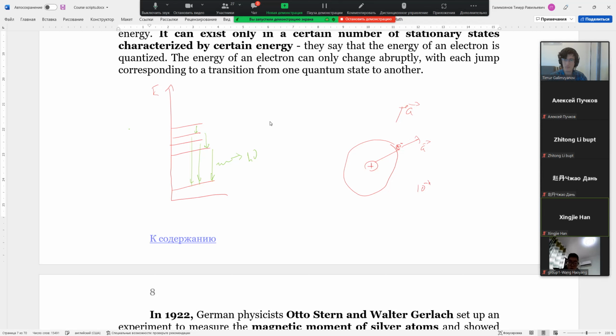It should be 10 to the minus 12 seconds. So the hydrogen atom shouldn't live long. It should live about 10 to the minus 12 seconds, and then the electron should just fall to the proton. That is according to classical electrodynamics, but it does not happen.